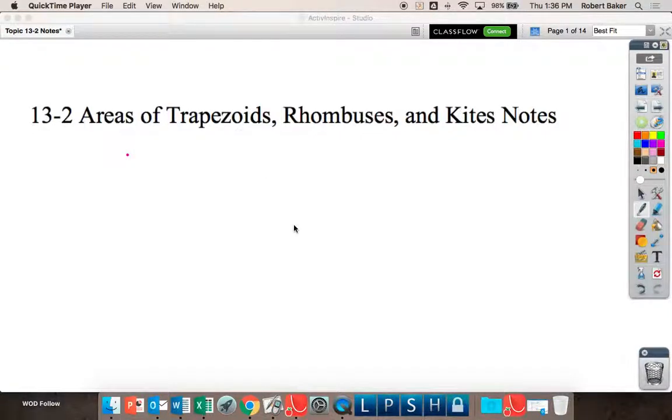All right, so in order to find the area of a trapezoid, a rhombus, or a kite, you have to know what it looks like so you know which formula to use. So just a small crash course. What does a trapezoid look like?